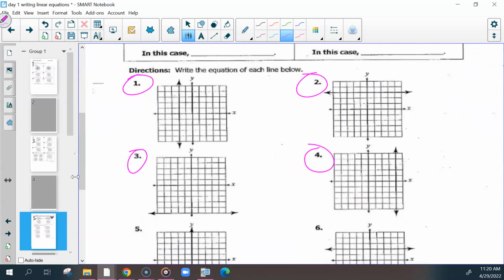We're just going to go through some of these examples. For number 1, is this a horizontal or vertical line? Vertical, so x or y equals x equals. And you would find what x equals, which is -2, and write that equation. Number 2, horizontal or vertical line? Horizontal, so that's y equals, and then we find what y equals, and that is 3.